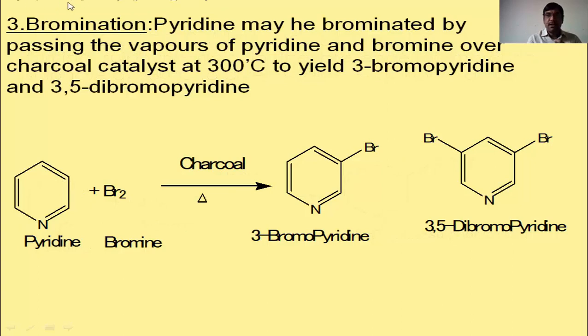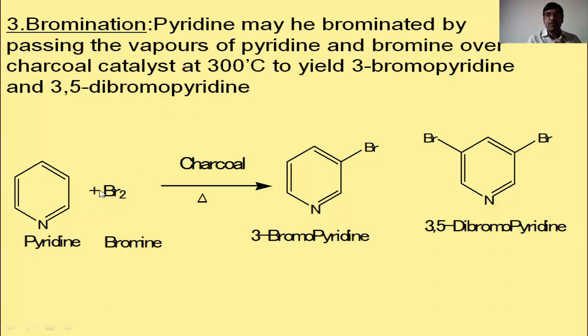The third electrophilic substitution reaction is the bromination. Pyridine may be brominated by passing the vapors of pyridine and bromine over the charcoal catalyst at 300 degrees centigrade to give the 3-bromopyridine and 3,5-dibromopyridine.